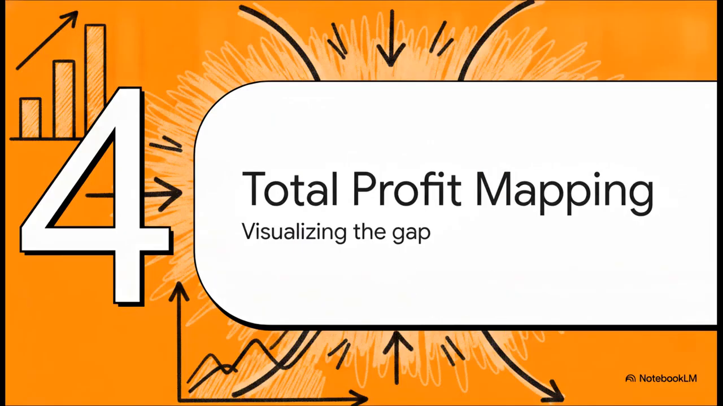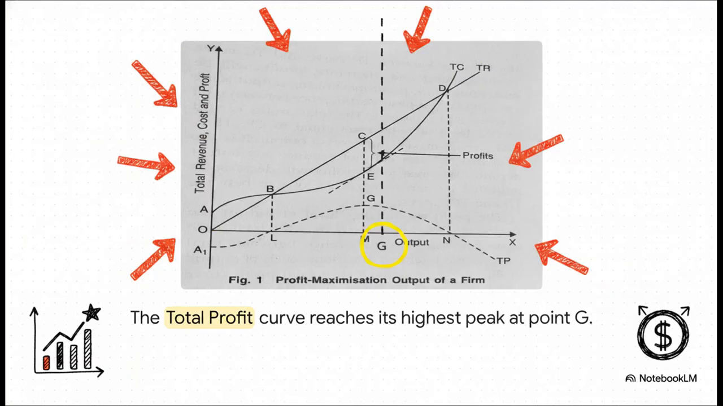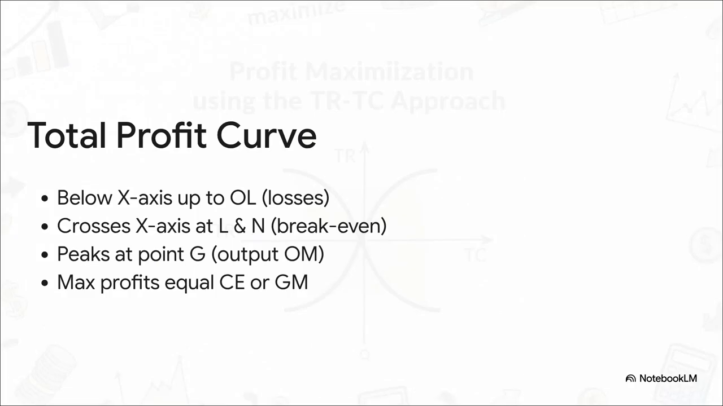And finally, Section 4, mapping total profit. This just brilliantly illustrates our findings. By dropping straight down from that main view, we can actually map that vertical distance into a brand new curve at the bottom, the total profit, or TP, curve. Watch how that maximum vertical gap at CE directly corresponds to point G. Point G is literally the absolute highest peak on our new dotted total profit curve. This lower view tells the entire story at a single glance.